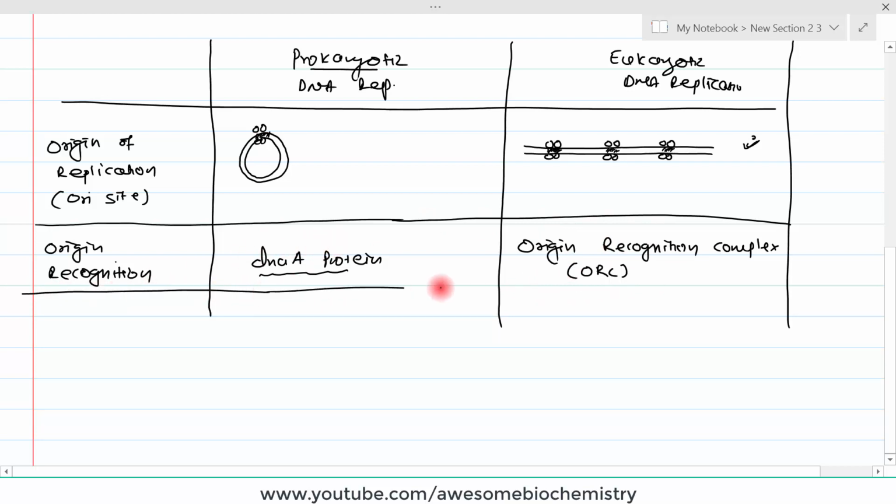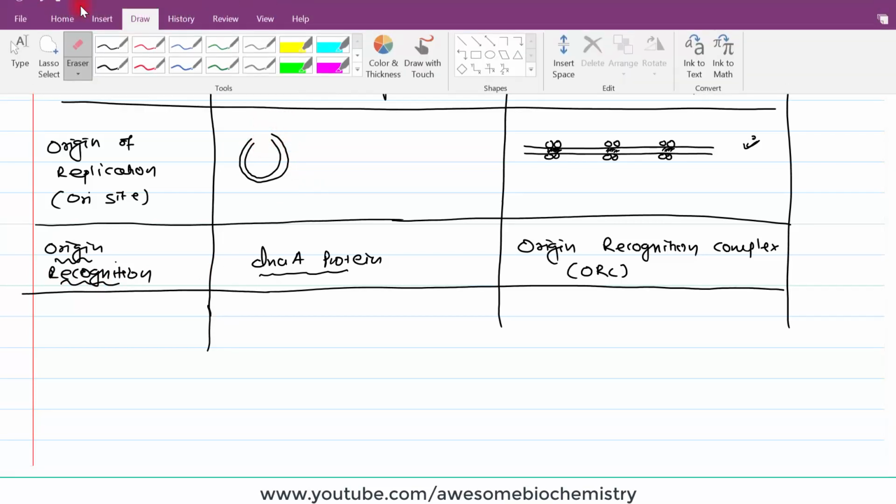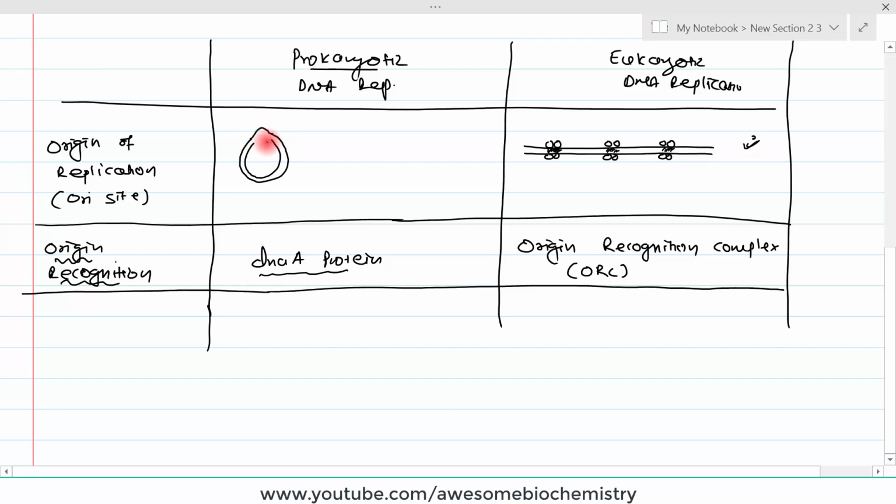The third difference: once the ori site is formed, what will happen? Once this origin recognition protein binds with the ori site, there is replication bubble formation over here. So there will be a formation of a replication bubble like this. Here also a replication bubble forms. So in eukaryotes, we have multiple replication bubbles. And of course, these origin recognition proteins remain bound to the replication bubble.